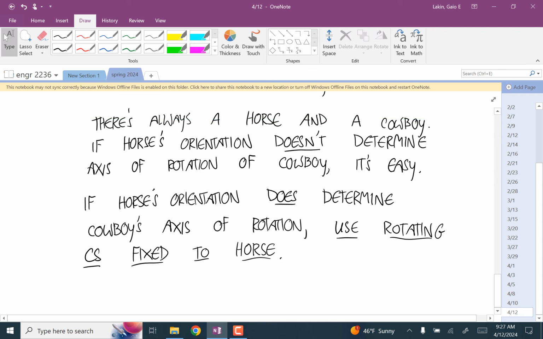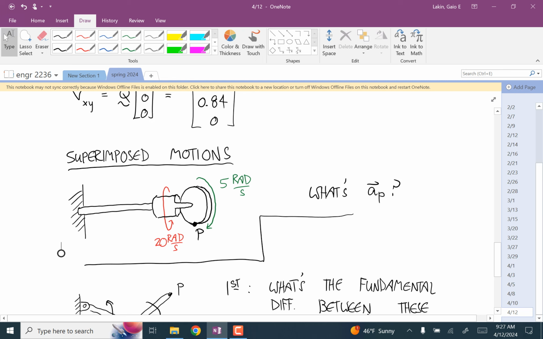Okay. It kind of makes sense that you would use a coordinate system that's fixed to the horse because we have two simple motions. If you combine them, it's a complicated motion, but if you sort of put your coordinate system in the middle of the two motions, both of the two are kind of simple in that coordinate system. So that's what we want, okay? So let's think about this case, okay?